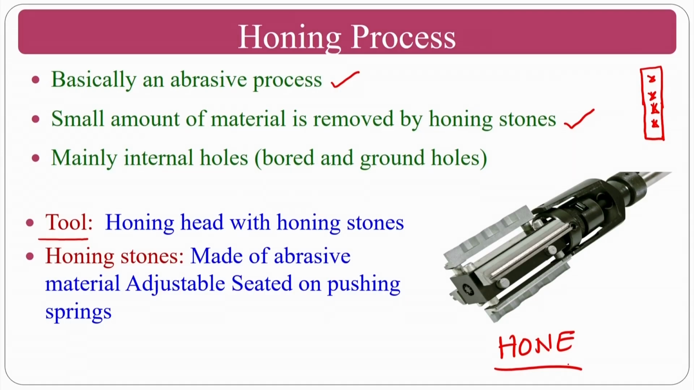Okay. So, the honing head with honing stones made of abrasive material, adjustable sealed pushing springs. Normally, this will have spring loaded things and other things, depending on the type of abrasive sticks they are using, and the type of mechanisms they are using in a hone. The honing tool that is normally used is nothing but a hone. If you see here, the abrasive particles are held on the sticks normally, and these abrasive particles will try to remove the workpiece material by abrasion action.